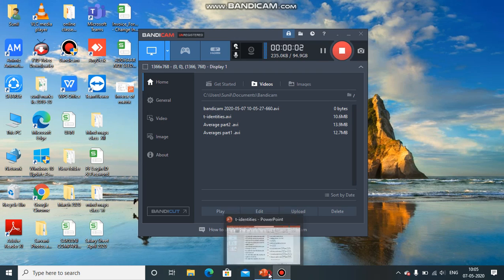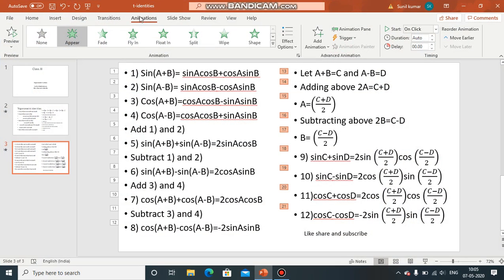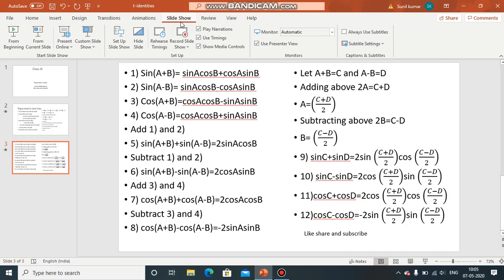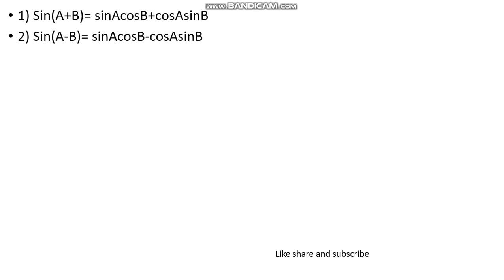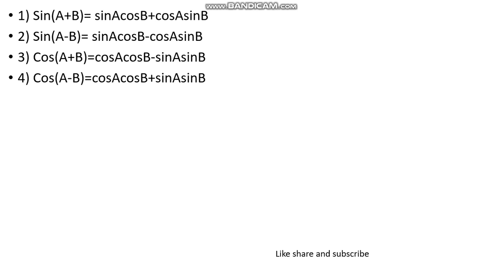Okay, good morning. So today our topic is trigonometric identities, further important formulas. We have discussed the sin A plus B, sin A minus B, cos A plus B, and cos A minus B formulas. Like sin A plus B is sin A cos B plus cos A sin B, and sin A minus B also, cos A plus B and cos A minus B.